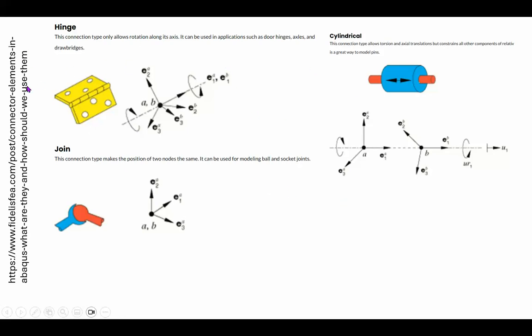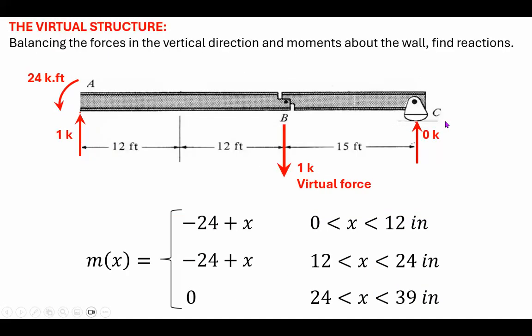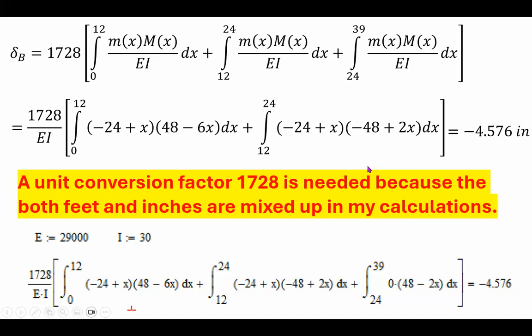This is some information from the source, and I've solved this thing analytically using the virtual work principle and the calculation. In case you want to look at this, you can stop it and check it out. The calculation is roughly 4.58 down. So let's go ahead and do the problem.